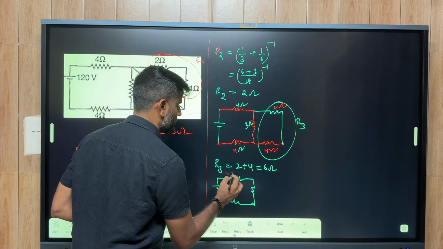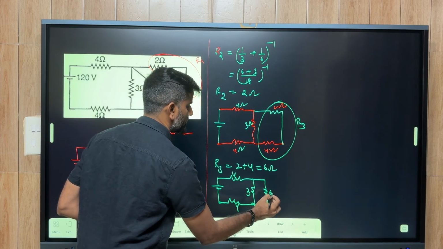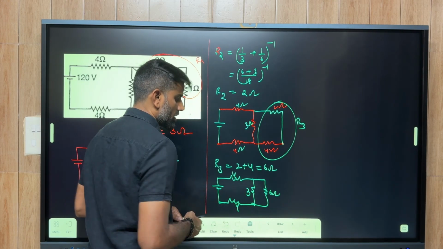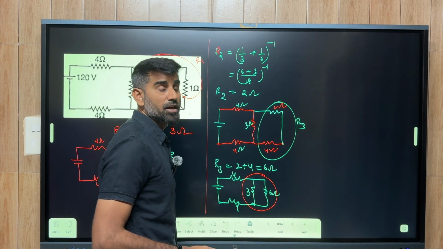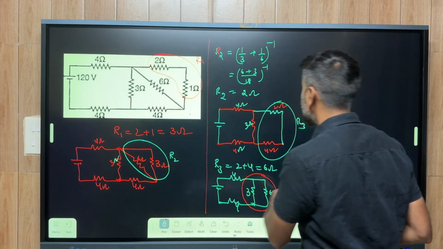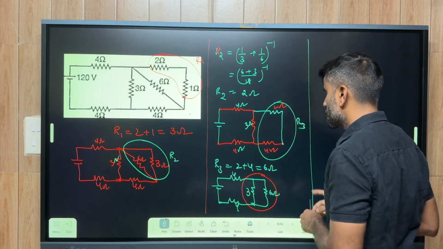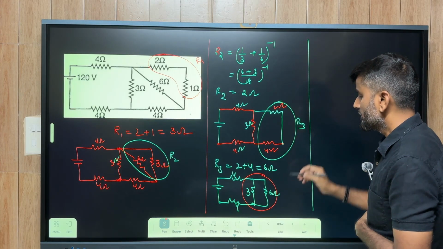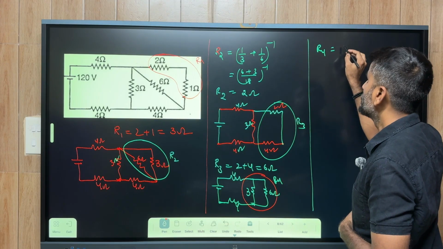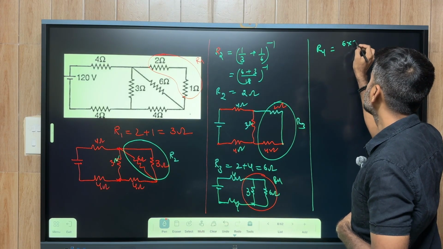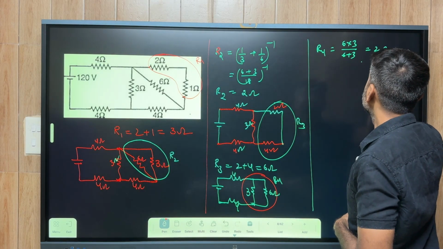Battery 4, 4, 3, and here it is 6 ohms. Now, as you can see, these two resistors are connected in parallel. As we already know, when 3 and 6 are connected in parallel, the result will be 2 ohms. I'm taking it as R4. Again, R4 is also 2 ohms. 6 into 3 by 6 plus 3, R1 R2 by R1 plus R2, which is equal to 2 ohms.